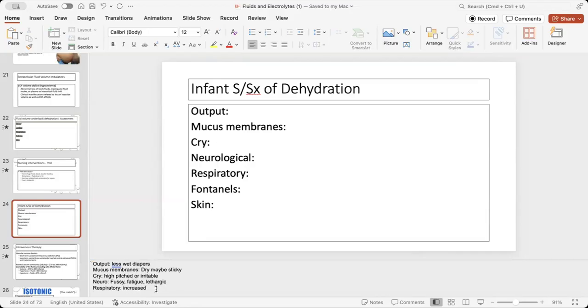What about the fontanelles for a baby? We've got the anterior and the posterior. Sunken in, right? So when they're dehydrated, they can sink in. When they're overloaded or might have some ICP, what happens to those fontanelles? They bulge out. The anterior closes at about 18 months, the posterior at about 2 to 4 months, so usually the anterior one is the one you're assessing. What about skin? More tender or dry, it might be cool to the touch, right?